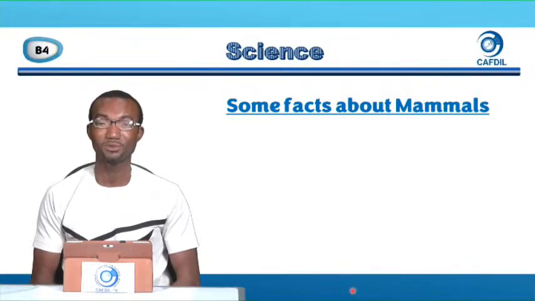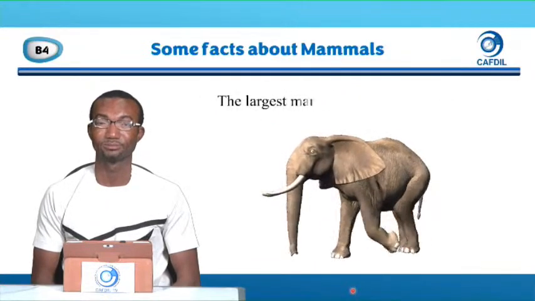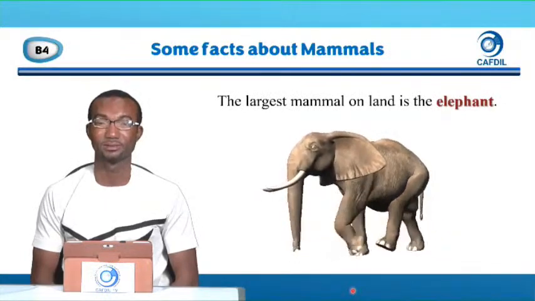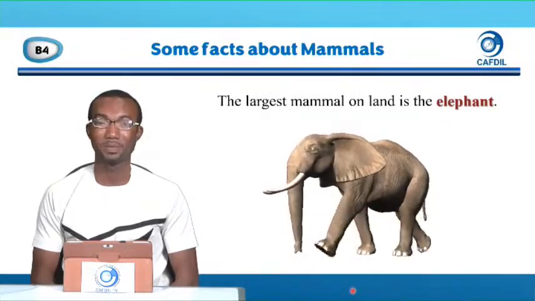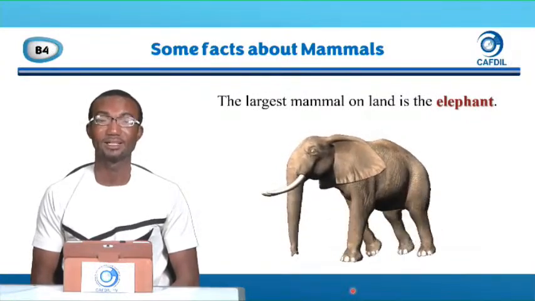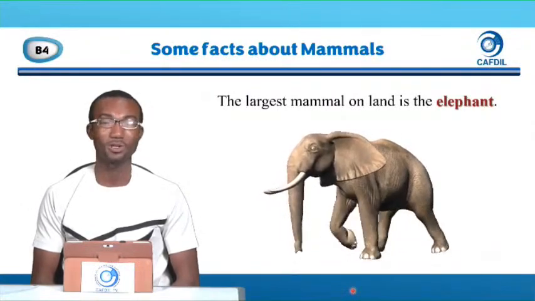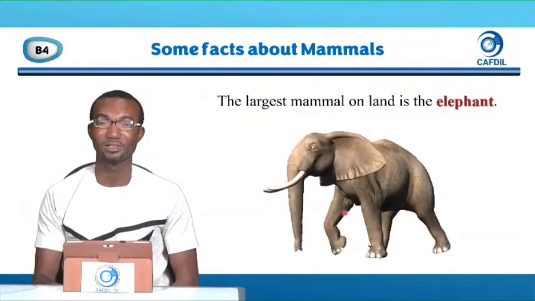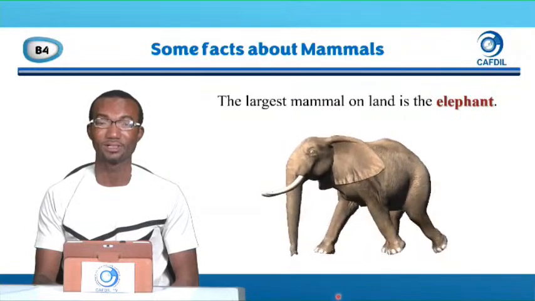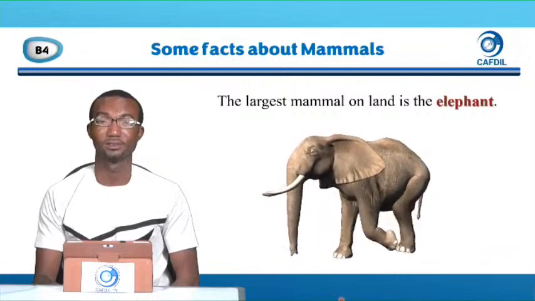Now let's come to some facts about some mammals. The largest mammal on land is the elephant. So of all the mammals, including human beings, the elephant is the largest. Of all the mammals we have in this world, the elephant is the largest on land.